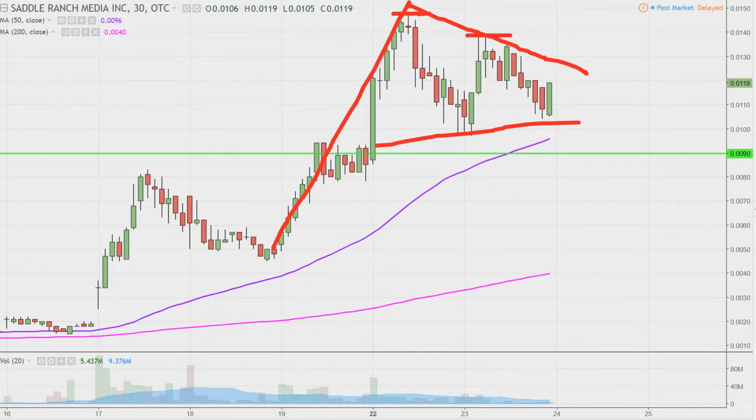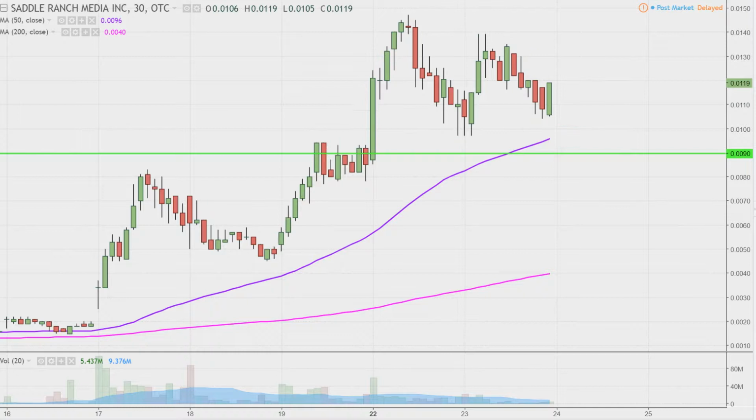But again, by no means is that a guarantee that things are about to fall apart. But the bears did show a couple signs of strength via building that lower high. So we'll see how things unfold. But overall, there's no doubt about it, the overall trend is still very clearly in the bulls' favor.